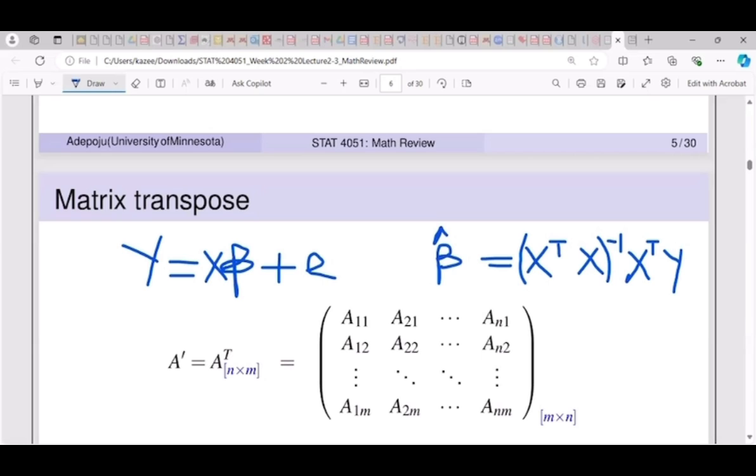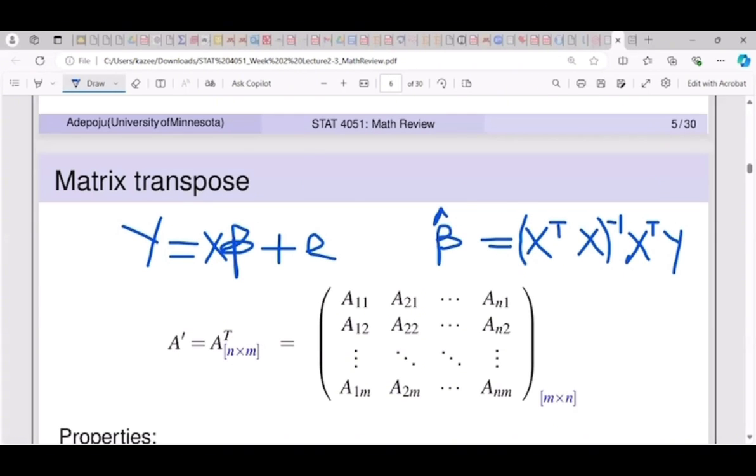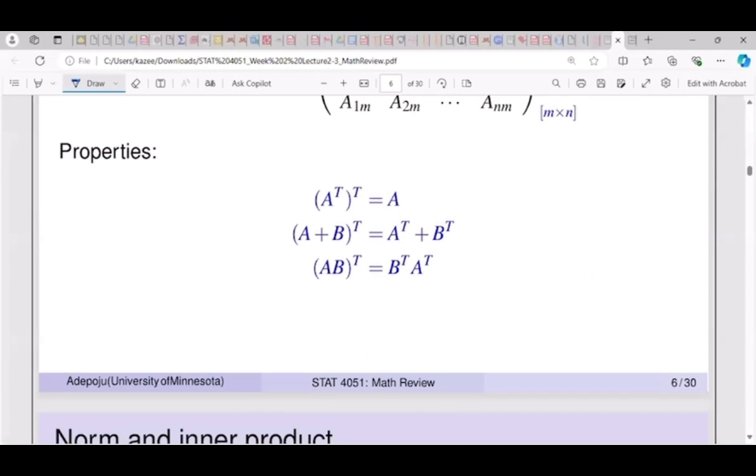Now I'm going to move to the properties of transpose. For instance, if I have a matrix A, I take the transpose of matrix A, and I also take the transpose of the transpose. What this is trying to say is that I'm going to recover my original matrix by taking the transpose of the transpose.